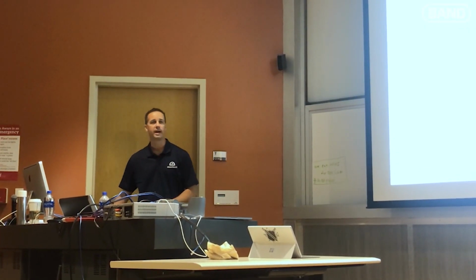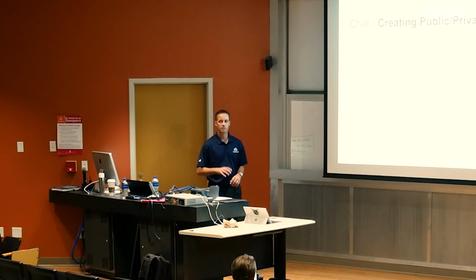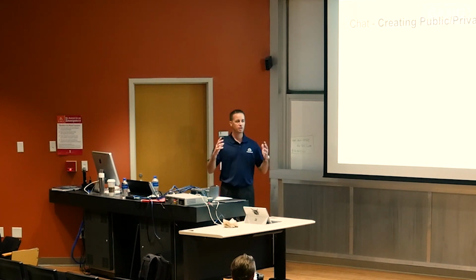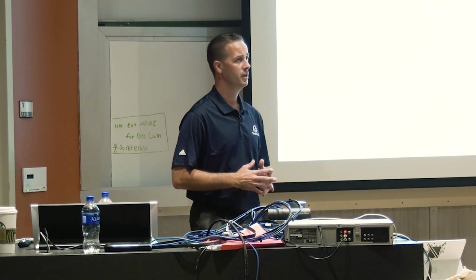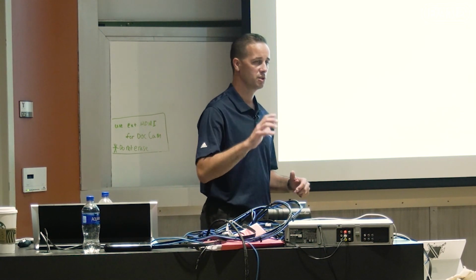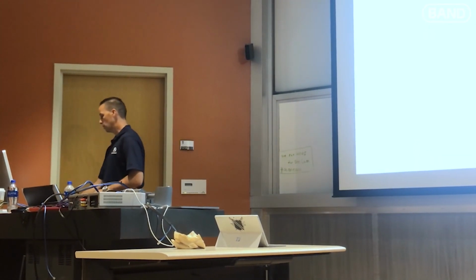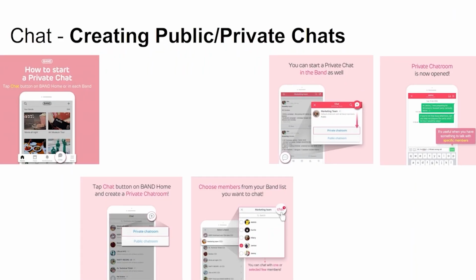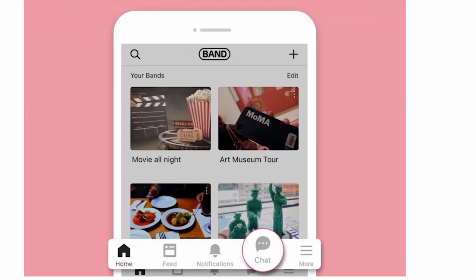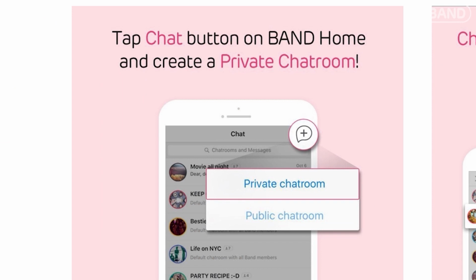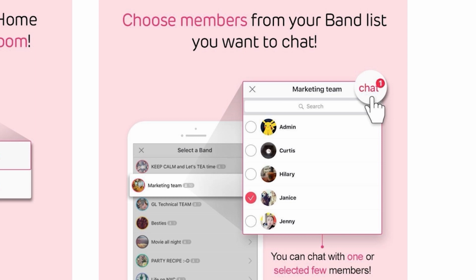Creating public and private chats. One of the great parts about what the band offers us is we can have a public chat, which will drive everybody nuts because everybody puts memes and all this kind of stuff all over the chat, and you're one of those. And then there's private chats. Only people who are in those chats can see them, even though they're in the same band. So how do we do that? Well, you go in there and you click on chat. You can choose a little plus sign, and you can choose private or public. Then you can choose members you want to add to it.